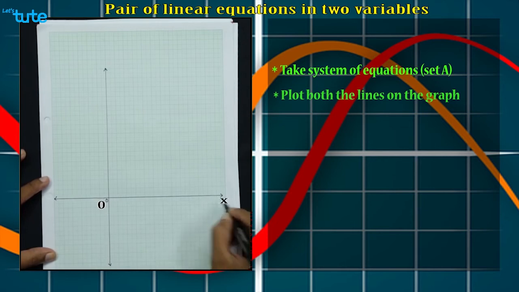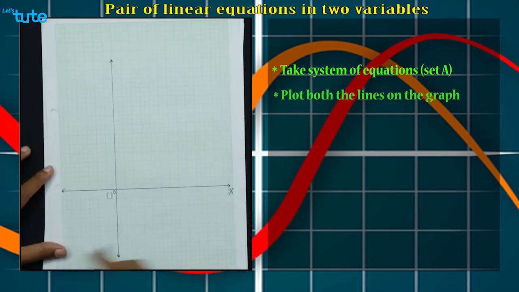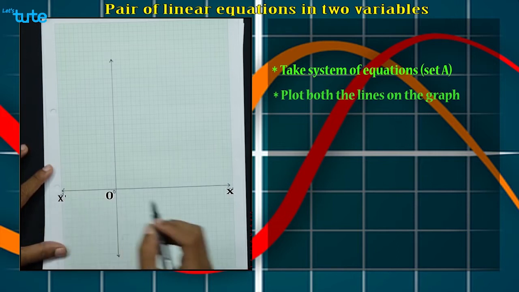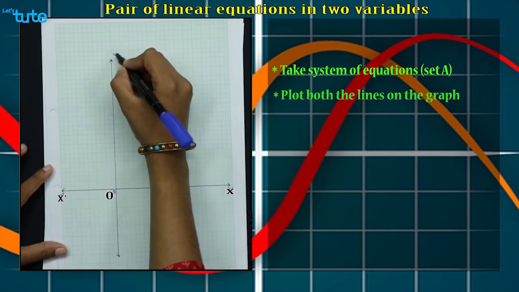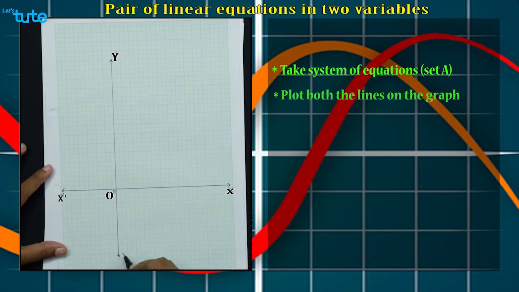The positive side of the x-axis is named as x. The negative side is named as x dash. The positive side of the y-axis is named as y. The negative side is named as y dash.